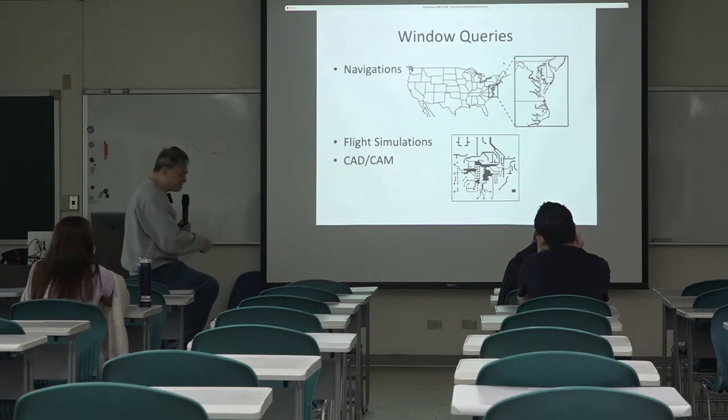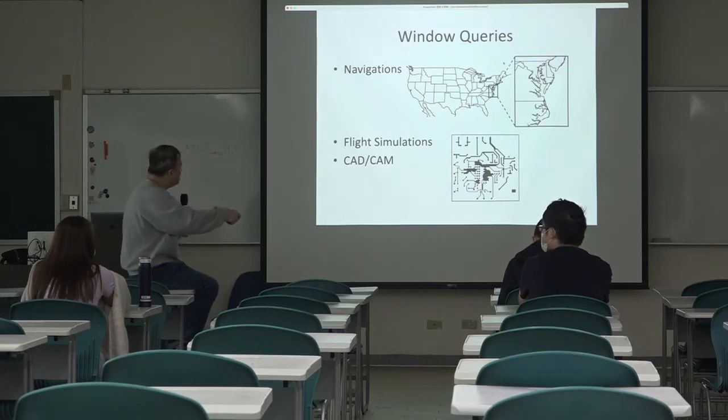But the flight simulation is different from map navigation in the sense that in flight simulation, this window query is three-dimensional, which is slightly more difficult, because in this chapter we are going to focus on two-dimensional window queries.